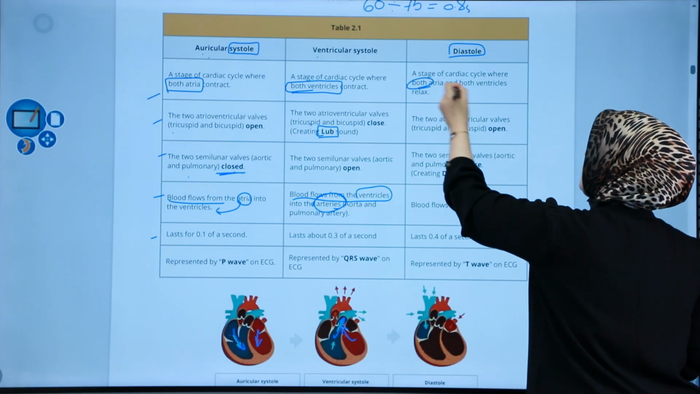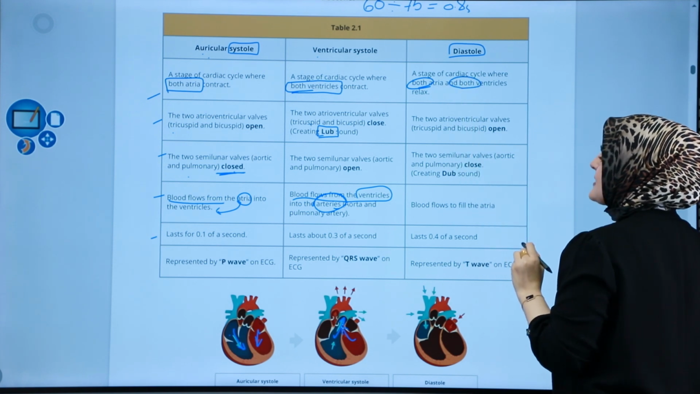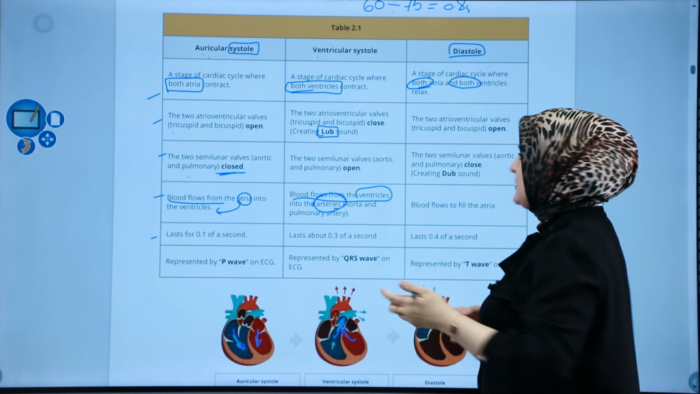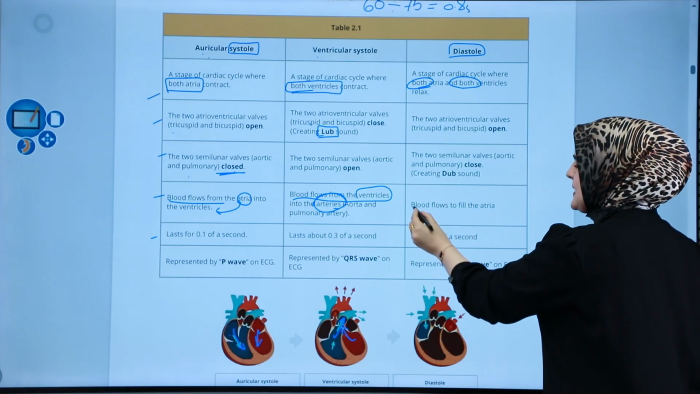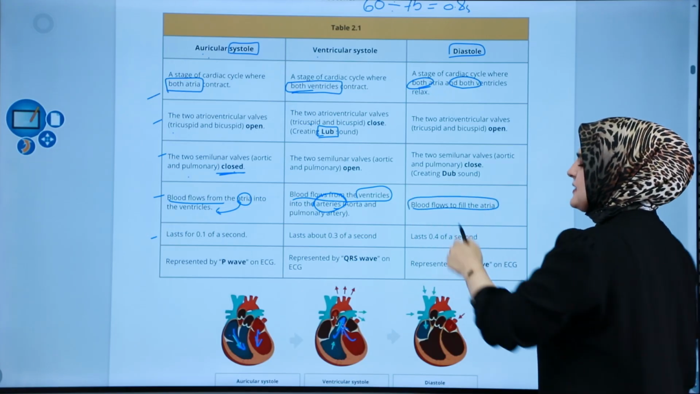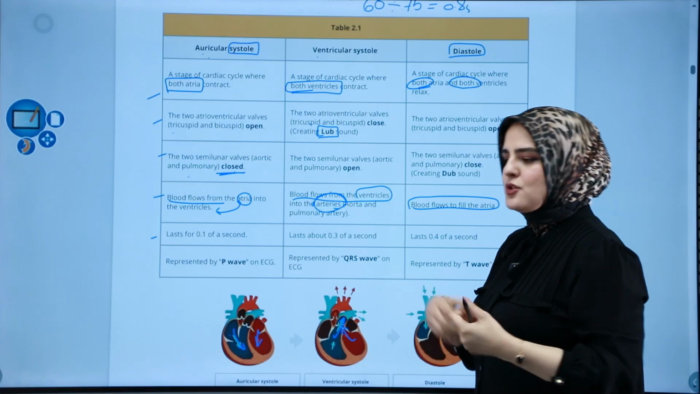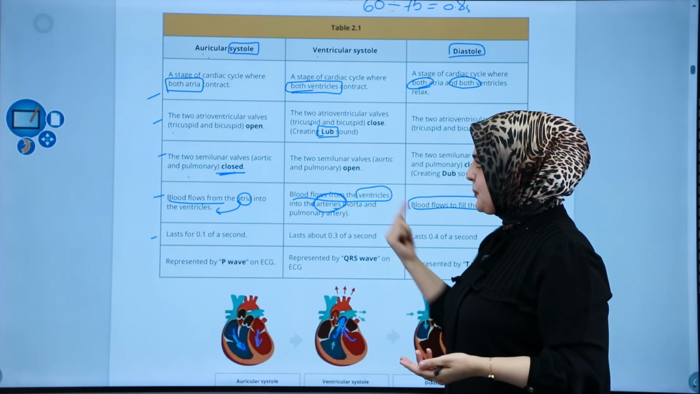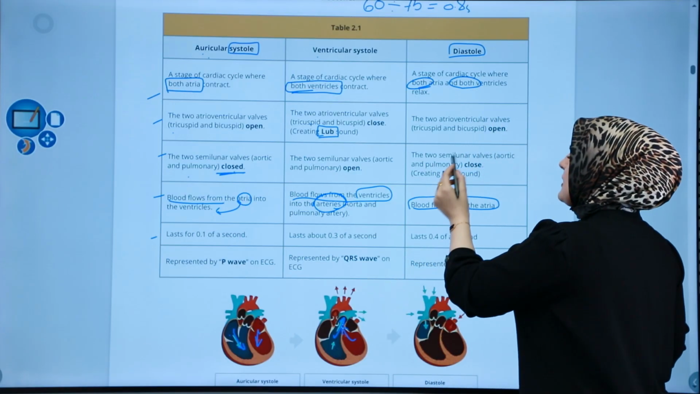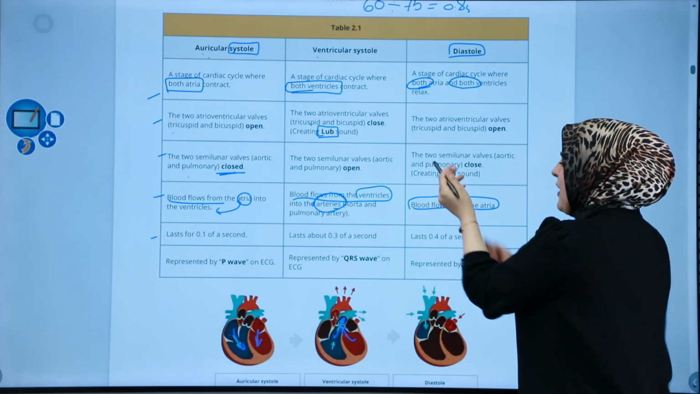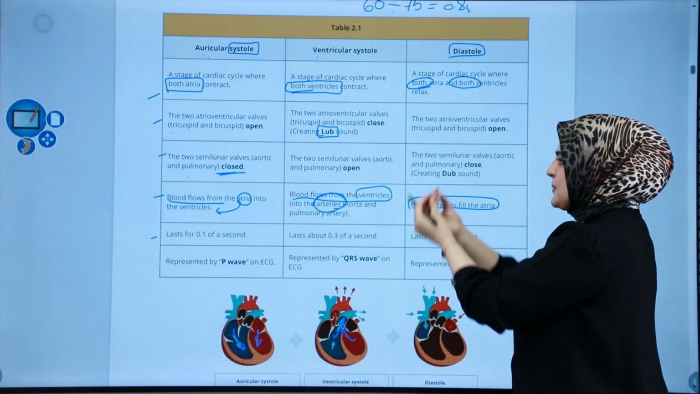Okay, both atria and both ventricles are going to relax. During that relaxation, what's going to happen? Blood flows back to the atria and fills them, so that it can be sent to the ventricle later, because the cycle is going to repeat. Remember, if the heart relaxes, it pulls blood.